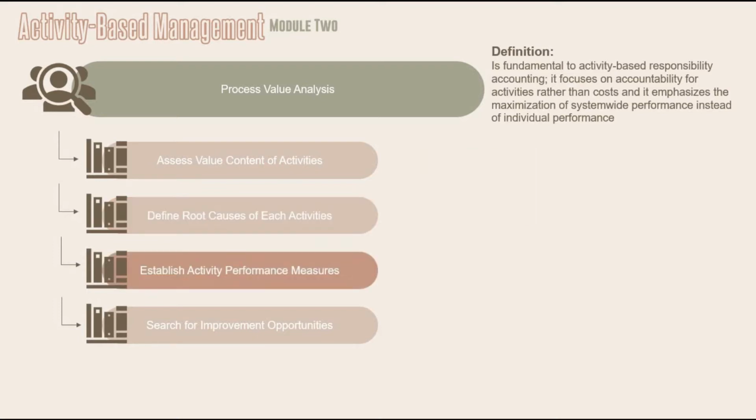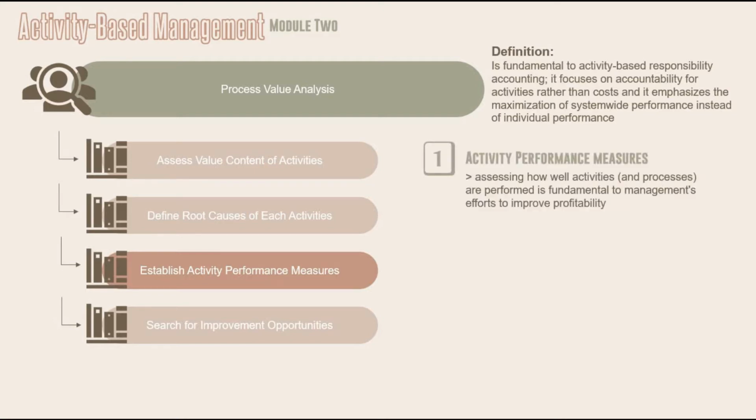Third process is establishing activity performance measures, where activity performance measures involve assessing how well activities and processes are performed and is fundamental to management's effort to improve profitability in assessing how well an activity is being performed and the results achieved. It also includes the following dimensions.